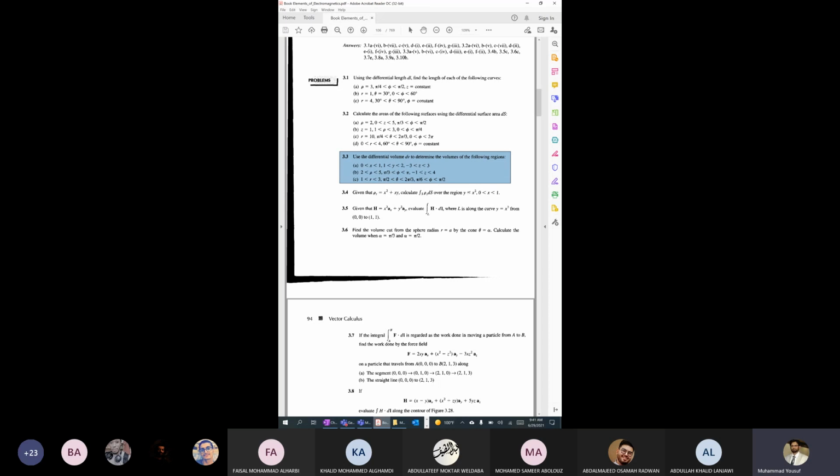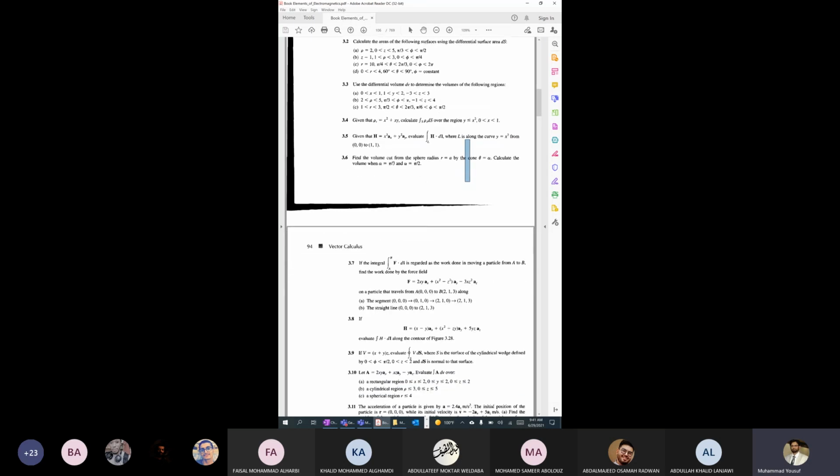Now, the next questions are when we need to do a surface integral, not surface area. So far we did length, surface area, and volume. Now we will do the surface integral, and the volume integral this time. So you are seeing here questions 3.4, 3.5, 3.6. Let me do 3.4 maybe.